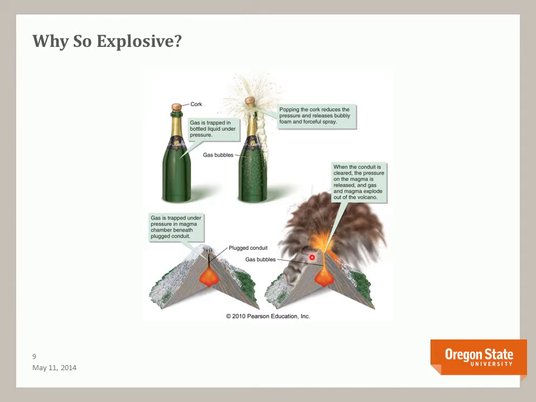So if the conduit is freed, if that plug is removed through an earthquake or just buildup of pressure and fracture of the rock, the gas is released from the liquid, and when that happens, it produces an explosive volcanic event. Just like when you release the cork, you get a fountain of bubbly out of the champagne bottle. So these two models help to explain why these eruptions are so explosive.